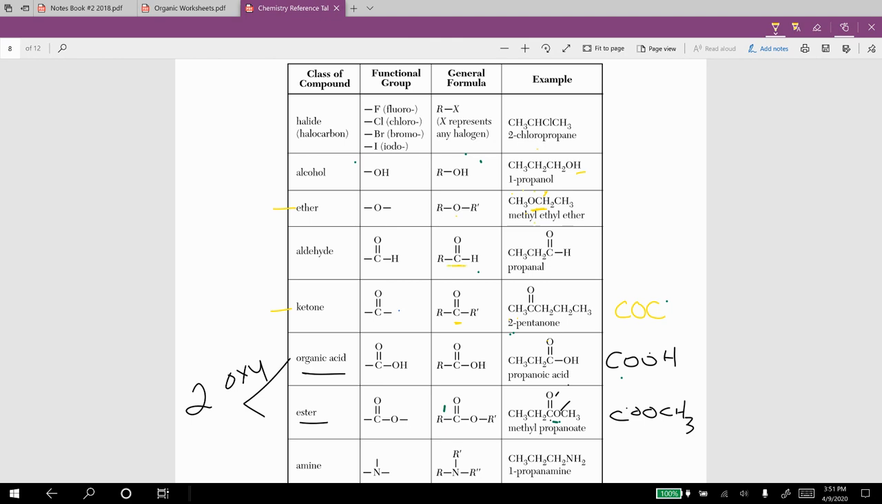The aldehyde has the oxygen at the end, right? Here's the oxygen at the end of the molecule. The ketone has the oxygen in the middle of the molecule. And the organic acid and the ester have too many oxygens. And the other ones down here have nitrogen, so we're going to ignore those. So here I'm going to have an aldehyde, right? And so here is that CHO.